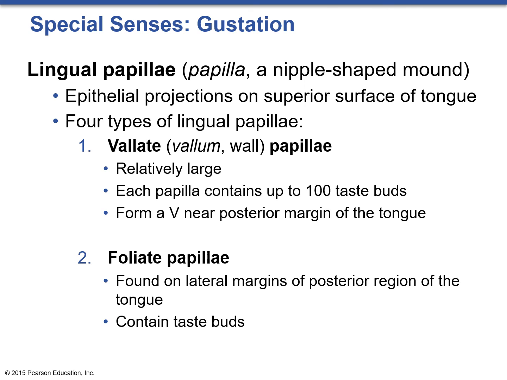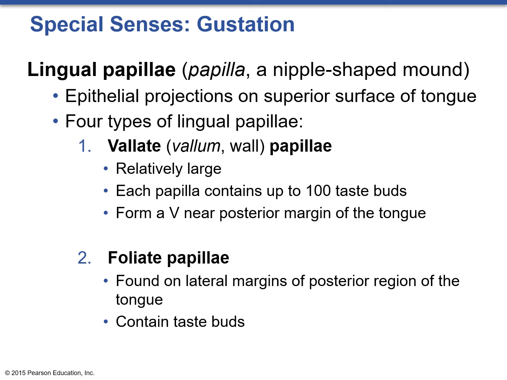Gustation itself is heavily dependent upon a structure called the lingual papillae. Papillae, remember, means nipple-shaped mound. Now, the lingual papillae are epithelial projections on the superior surface of the tongue. These are what people most commonly associate with being taste buds, but they're actually not. These are going to be the protrusions on your tongue that would house the taste buds or gustatory receptors inside of them. There are 4 types of lingual papillae.